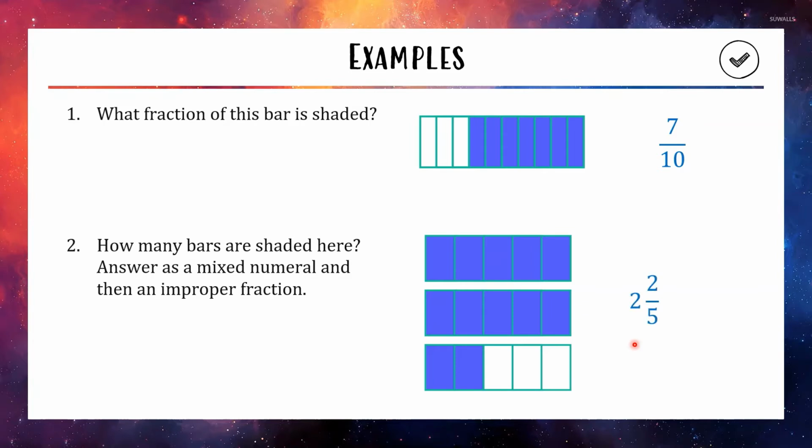If we wanted to translate this into an improper fraction, we can use our trick from before. We can go 5 multiplied by 2 is 10, add it on top, and we get 12 out of 5, which makes sense because we've got 12 little blue pieces. We have 12/5.